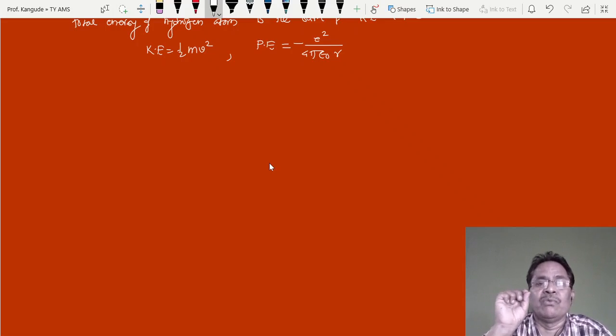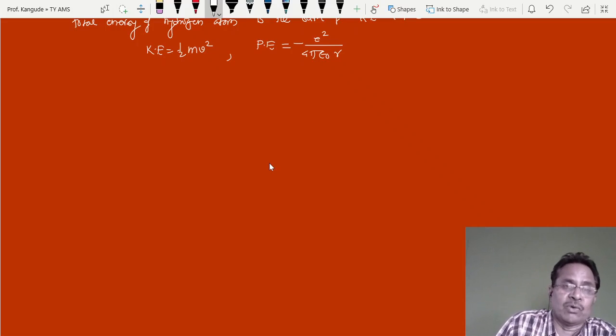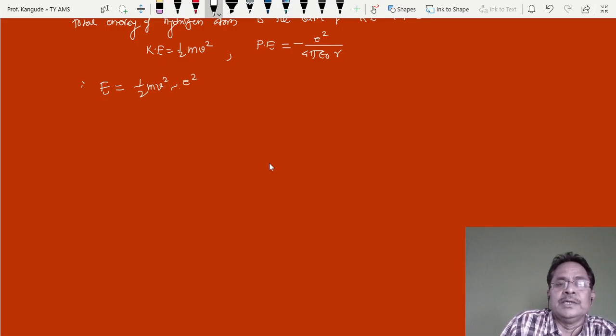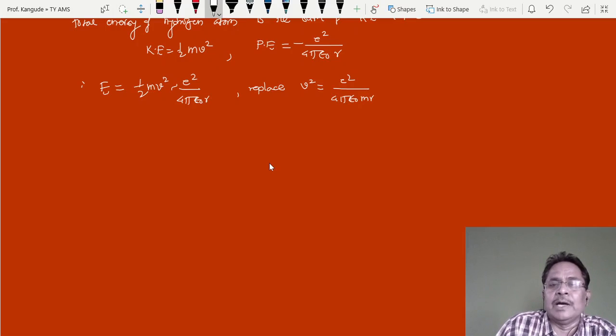So minus E square upon 4 pi epsilon 0 R is the potential energy in this case, and K is equal to 1/2 mv square, the kinetic energy of this electron orbiting around the nucleus. Therefore the total energy capital E is equal to 1/2 mv square minus E square upon 4 pi epsilon 0 into R. Now substitute, replace V square. V square is E square upon 4 pi epsilon 0 into m multiplied by r.